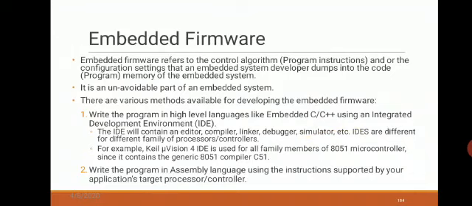Then write the program in assembly level language. This is another way, using the instructions supported by your application's target processor or controller. There are two ways of writing: either you write embedded C or embedded C++, or the other way is writing assembly level language supported by the processor or the controller. Some of the instructions of assembly level language are different in the 8086 microprocessor and different in the ARM controller. So in the Keil software itself, we can write embedded C or C++ as high level language.